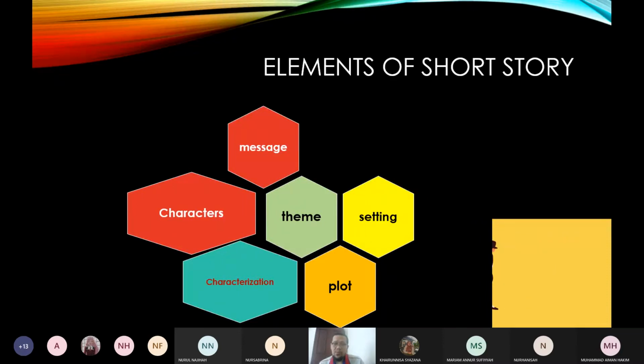So we have character, we have message, we have theme, we have setting, we have plot, and we have characterization. Ini adalah basic elements yang ada dalam short story yang I say you kena analyze lah. So I can explain one by one apa benda and what aspect that you need to focus on each element. Lepas tu kita habis kelas. Senang ya, mudah. So I just refresh what you have learned when you were in secondary school.